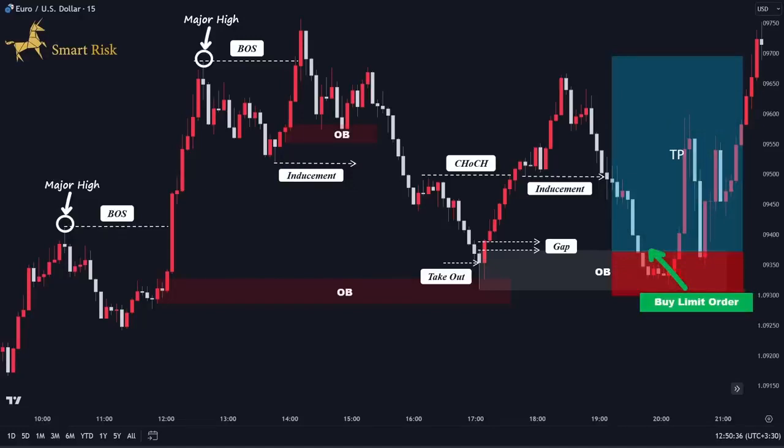But before we continue, it's important to note a crucial step in your trading journey: backtesting your strategies. Before applying any strategy to your real account, it's recommended that you backtest it at least 100 times.